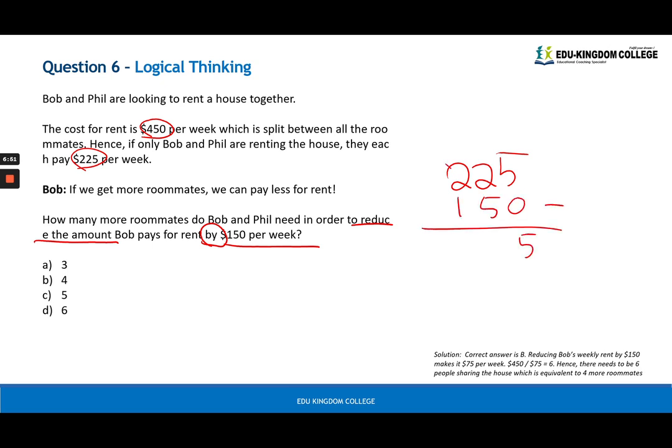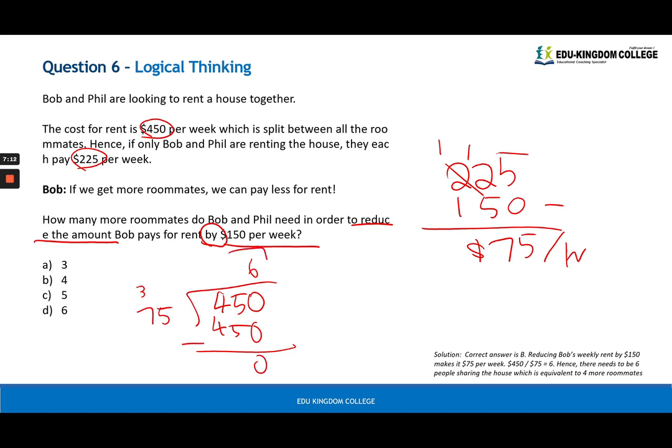We minus, we get 12 minus 5, 7, $75 per week. That's how much he wants to pay. And to do that, everyone needs to pay 75 and needs to get to 450. So let's divide 450 by 75. 6 times 5 is 30, 42, 45. Minus, you get 0. So 6 people need to be there for Bob to pay $75 per week, which is $150 less than what he pays now, $225 a week.